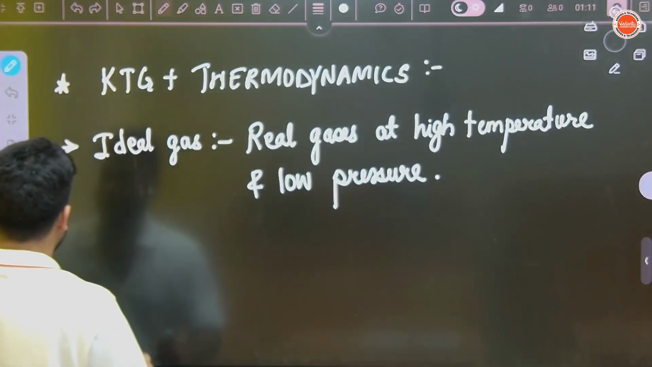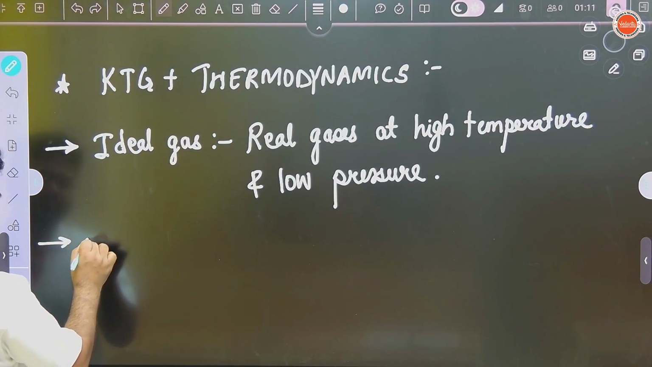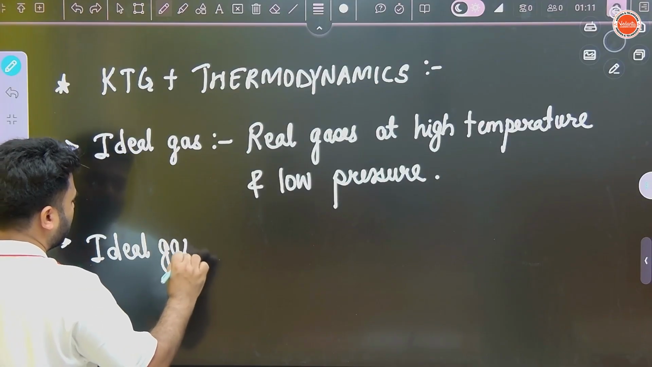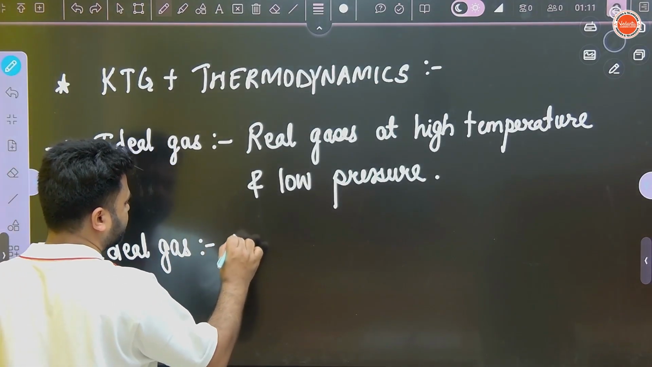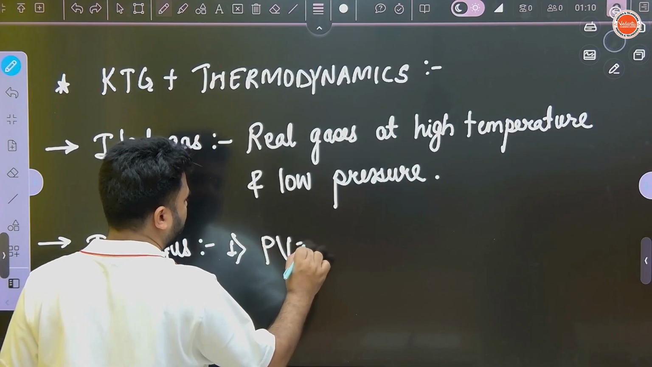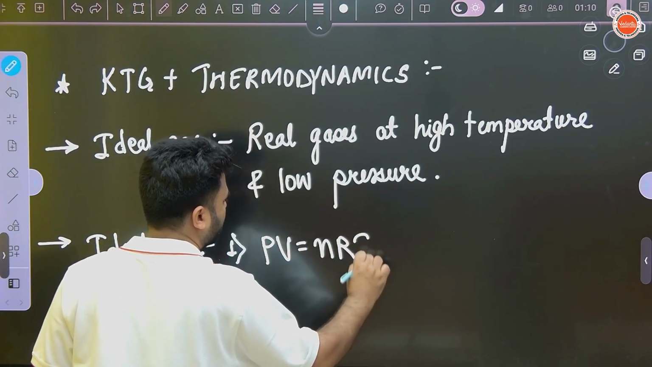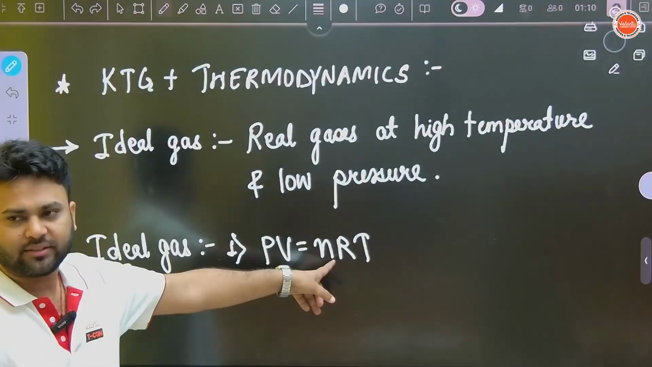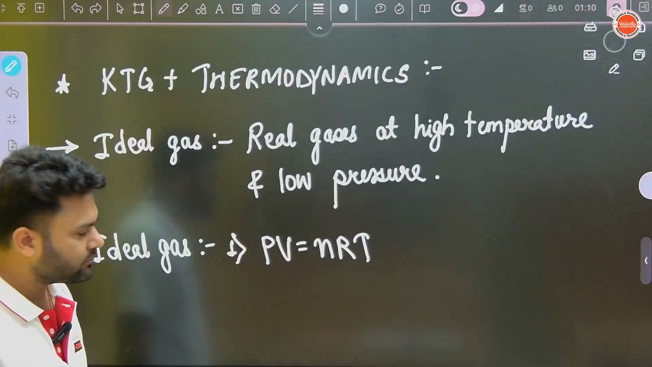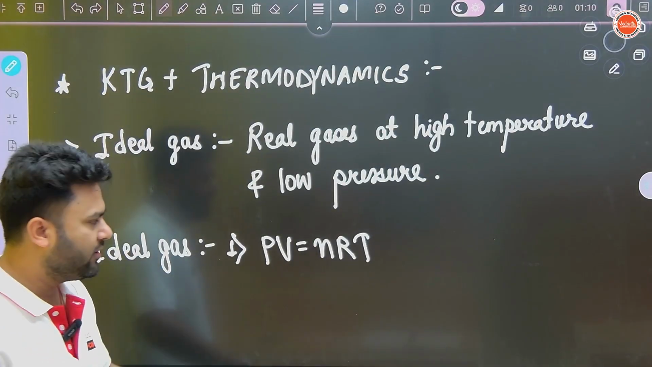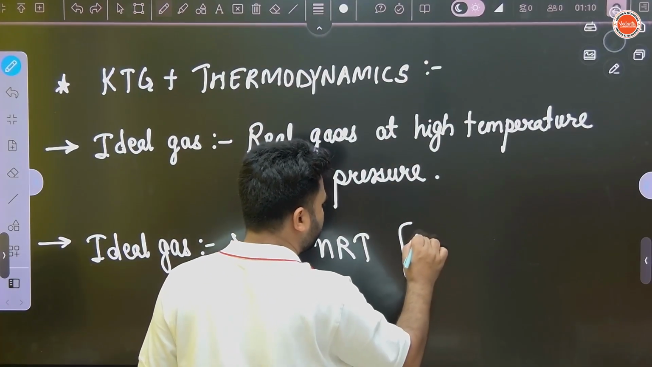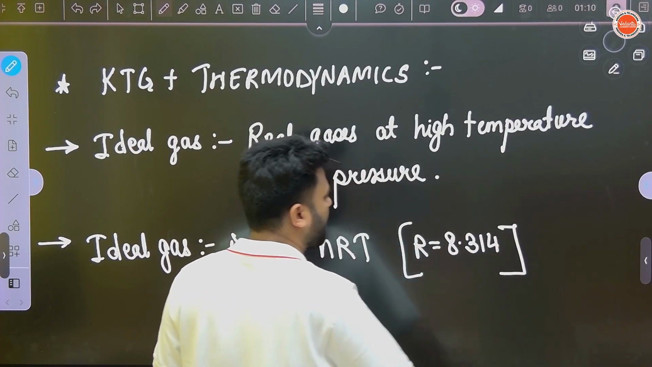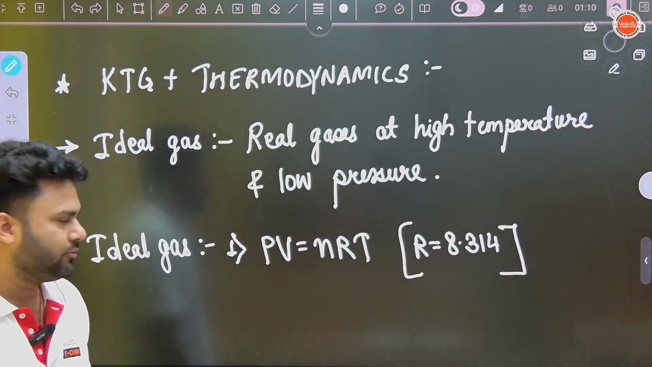Now see, all these ideal gases follow two relations. First, PV equals nRT. P is pressure of the gas, V is the volume of the gas, n is number of moles, R is gas constant, T is temperature. PV equals nRT, this you must be knowing. What is the value of R? 8.314 in SI unit.